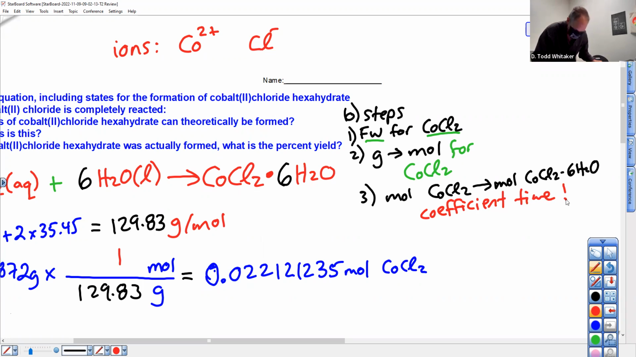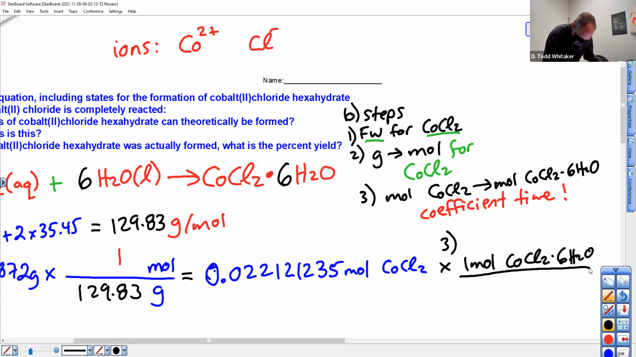And I'm going to do 3 right here. Can I do that? Is that legal? 3, and I'm just going to say times 1 mole COCl2·6H2O made for every, that should be a 1, right? 1 mole COCl2 reacted, and I know the answer. I don't even need a calculator for once.